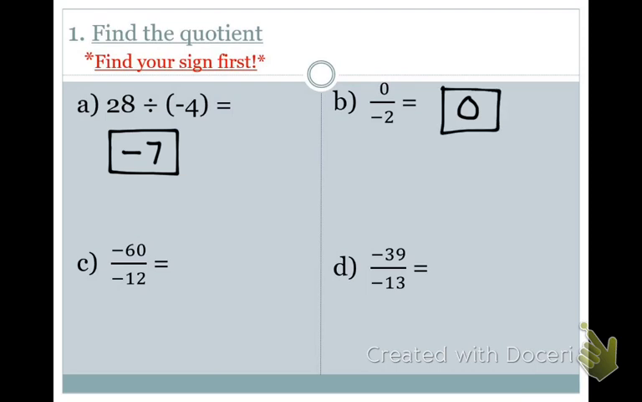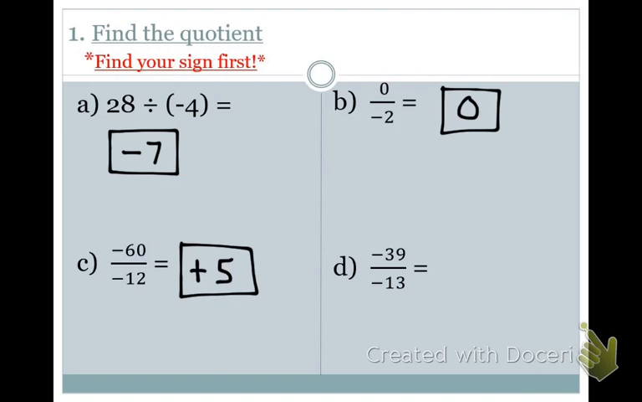Okay, who would like to do the next one for me? Hope, help me out. Is my answer going to be positive or negative? Positive. How do you know that? Because there's 2 negatives and 2 is an even number. You are correct. There are 2 negatives, 2 is an even number, so the 2 negatives cancel out. They turn into a positive. And Hope, what is 60 divided by 12? Positive 5 is correct.